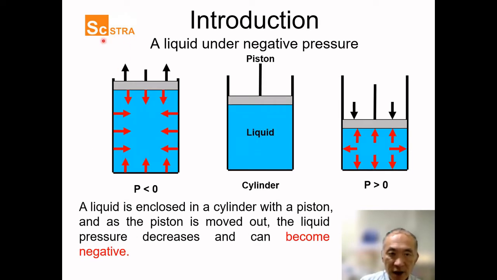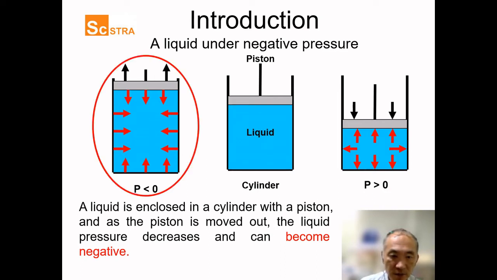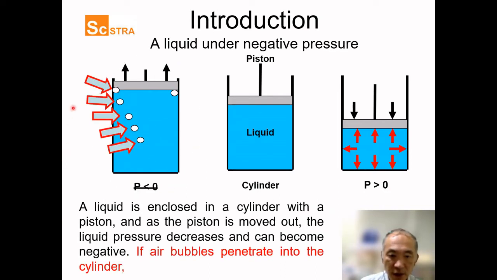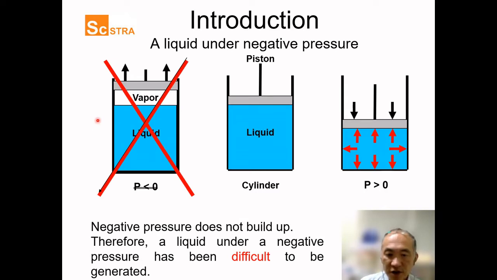At first, I would like to introduce a liquid under negative pressure. A liquid is enclosed in a cylinder with a piston. As the piston is moved out, the liquid pressure decreases and can become negative. But if air bubbles penetrate into the cylinder, negative pressure does not build up. Therefore, a liquid under negative pressure has been difficult to generate.